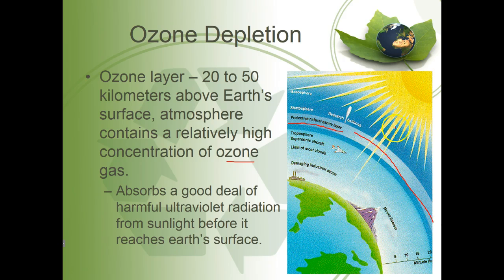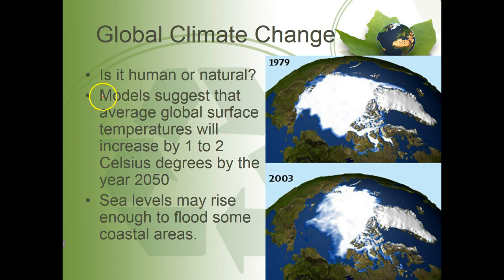The sunscreen is going to help filter out a lot of the UV that we obviously don't want to be exposed to. It absorbs a good deal of harmful ultraviolet radiation from sunlight before it reaches Earth's surface, which directly impacts the frequency in which we get sun cancer or skin cancer. Okay, but the ozone is depleting, okay, or becoming more scarce, and if the ozone layer is becoming more scarce or thinner, then more and more of the UV light will reach the Earth, which is going to increase the amount of skin cancer, or the prevalence of skin cancer.